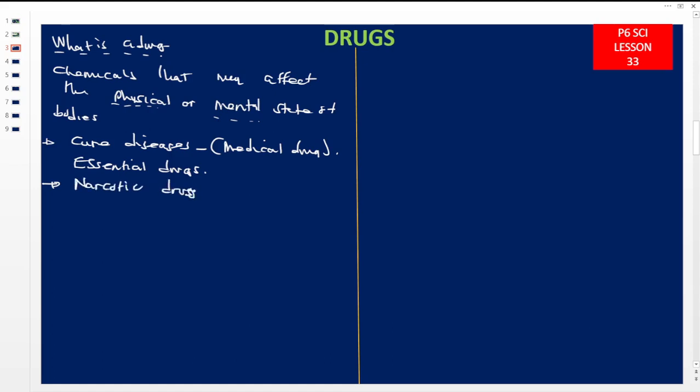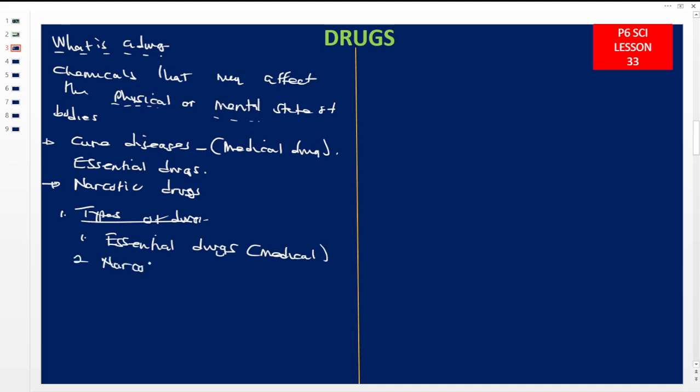Now, meaning that these drugs are of two categories. Let us write it like this: types of drugs. One, there is what we call the essential drugs, and these essential drugs are medical drugs, meaning that we use them to cure diseases. And another type, those are narcotic drugs, which can cause addiction.